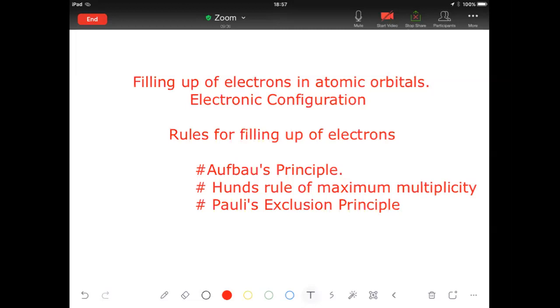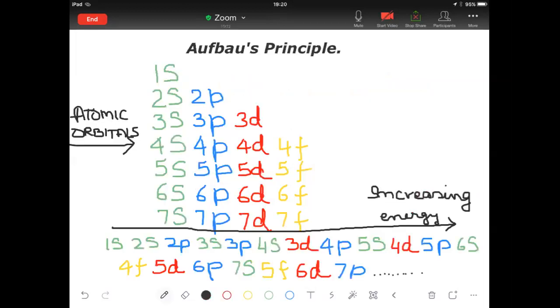Today what we will learn is the arrangement of the atomic orbitals, which you have already done partly, how the electrons will be filled up, and what will be the electronic configuration of an atom with a certain atomic number. The first one that we will do today is the Aufbau principle. For that, we need to go to the other slide that I have prepared.